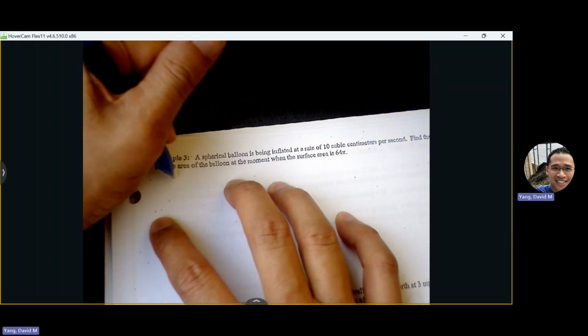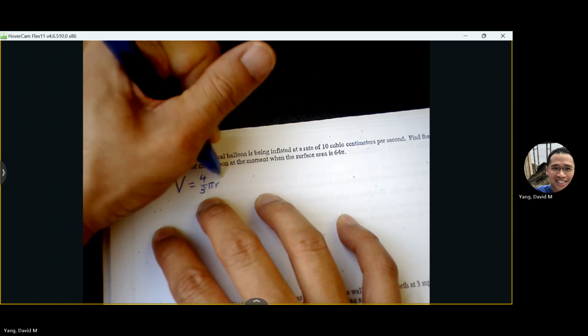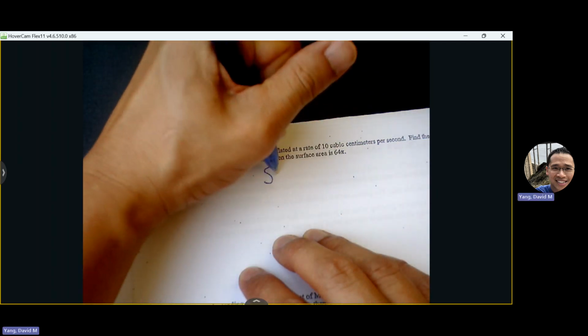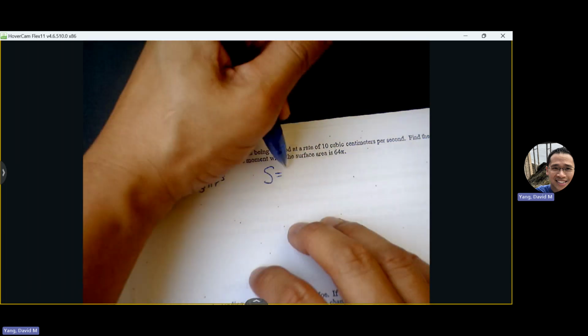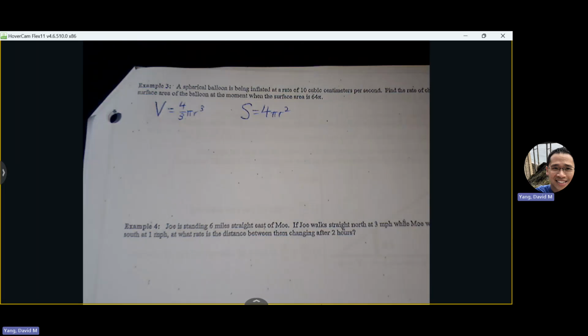So we have the volume of a sphere, which is 4/3 pi r cubed, and the surface area of a sphere, which is 4 pi r squared. Same thing on the AP exam. On the AP exam, they will give these formulas to you as well. They're not going to ask you to memorize these formulas.